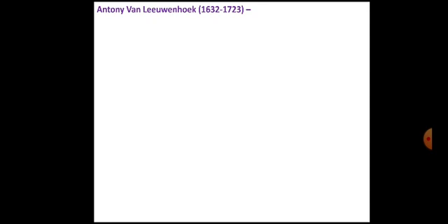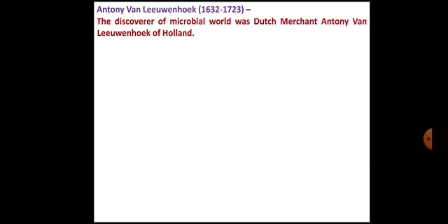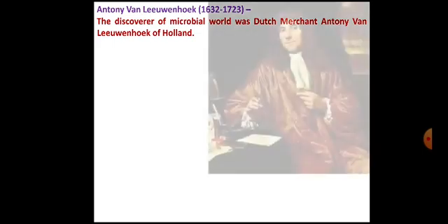The most significant contribution has been made by Antony van Leeuwenhoek, who lived from 1632 to 1723. He is the discoverer of the microbial world. That means he was the first person on earth who could see different forms of microorganisms using his simple microscope. He was a Dutch merchant, Antony van Leeuwenhoek from Holland.